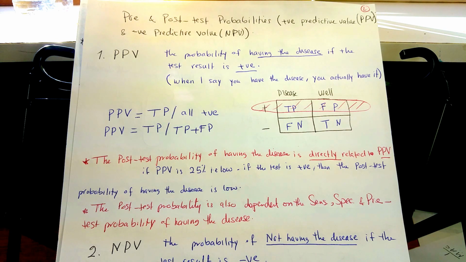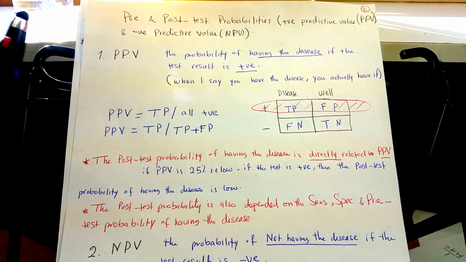So we'll talk now about the pre and post test probabilities, the positive predictive values and the negative predictive values of the test. What's the positive predictive value? It's the probability of having the disease if the result is positive. So when we say we have a positive result, it's actually a diseased person. So it's all about the positive. When we say there is a positive result, we actually have a diseased person.